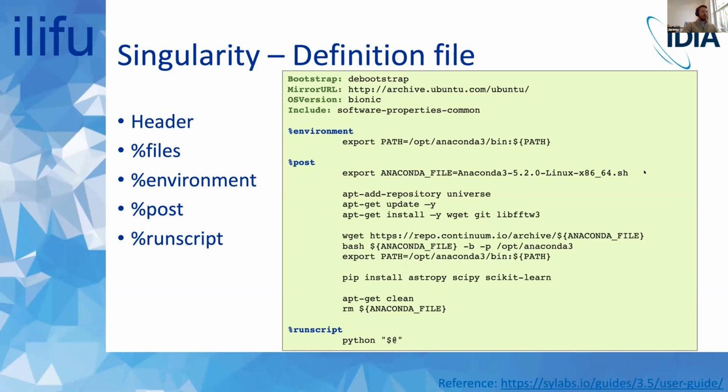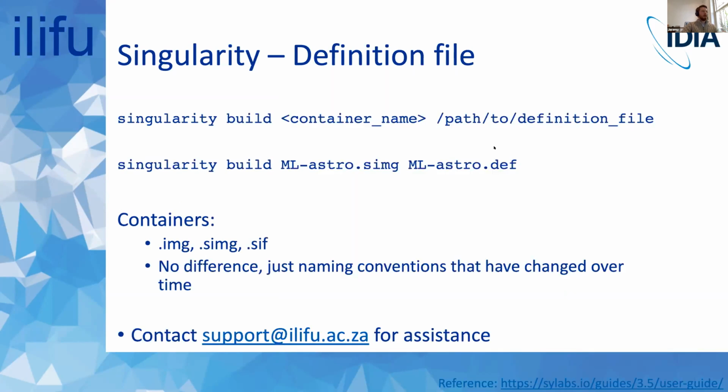So once you have your definition file constructed, you can then build the container by running the command singularity build, and then you specify the container name that you wish to use, and you point to the definition file that you've written. Here, as an example, I'm building a container called machine ml astro.sing, and I'm pointing to the definition file as an example. So if you do need assistance with this or would like our help or advice, please do contact us at support.